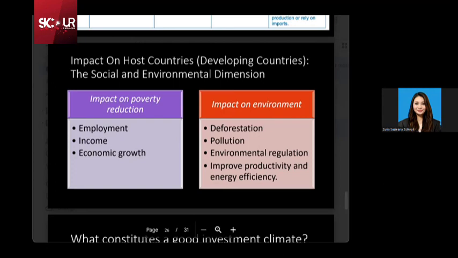A lot of FDI can lead to deforestation because you build up factories, you build up firms over there, and then you develop. But this deforestation can also impact infrastructure. Let's say before this in that area there was nothing over there, but you build up a university, for example.